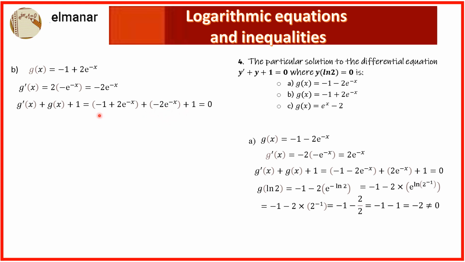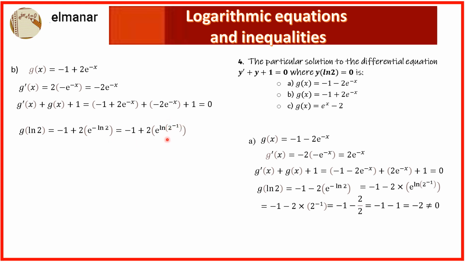Therefore, it equals 0. So the first relationship is satisfied. The second relationship. What does g of the natural log of 2 equal? Negative 1 plus 2 times e to the power of negative natural log of 2. We substitute x with the natural log of 2, which equals negative 1 plus 2 multiplied by e to the power of the natural log of 2 to the power of negative 1.